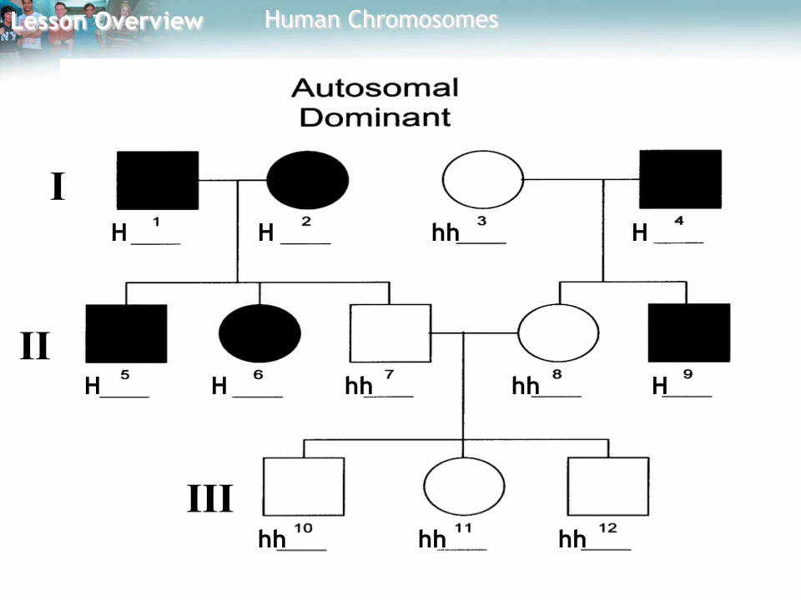Since they have an unaffected child in the second generation, one lowercase h came from dad, and then one lowercase h came from mom. So this means that both mom and dad are heterozygous. Pause the video and draw a Punnett square for these parents who are heterozygous, and what do you find out about the kids?